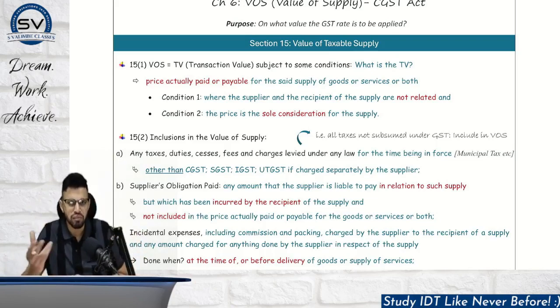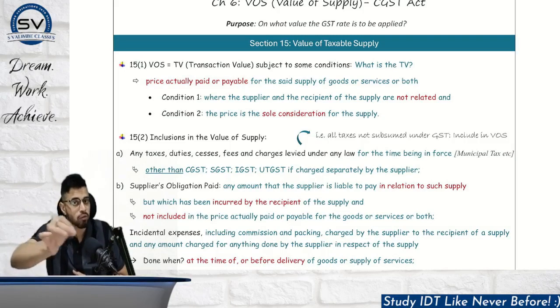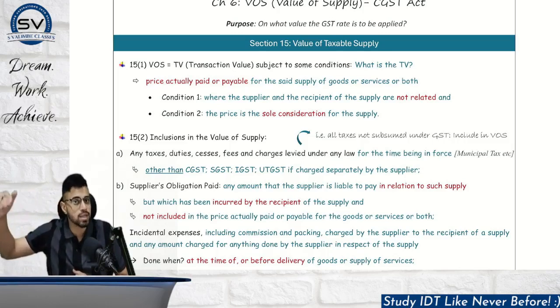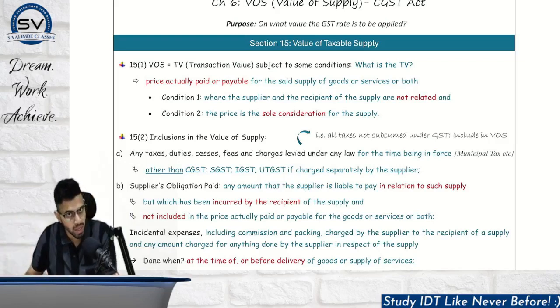That is normally 5,000, but there are two essential conditions which need to be complied for the transaction value, that is the price being paid, to act as a value of supply for the purpose of section number 15. If any of those two conditions are not met, or if the supply is notified by the central government, then we have to go and take help of the rules that we are going to study. I hope this is clear.